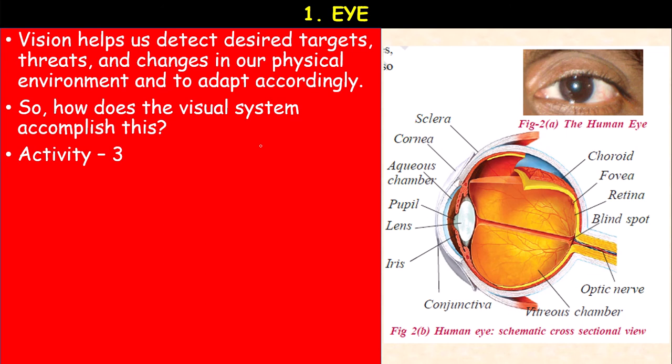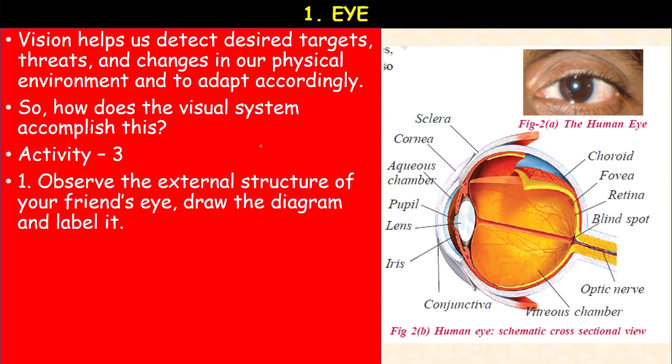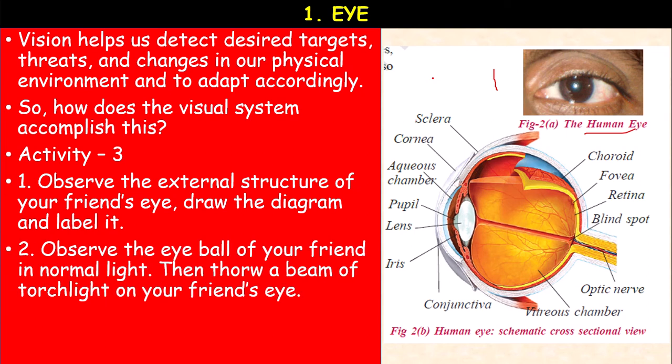So, for this purpose, a simple activity. Observe the external structure of your friend's eye, draw the diagram and label it. The external part you are able to draw, but the internal structure, unless you understand the structure, you cannot understand the function of the eye, isn't it? The external structure you can draw, then try to label the eyelids, eyebrows, eyeball, some parts.